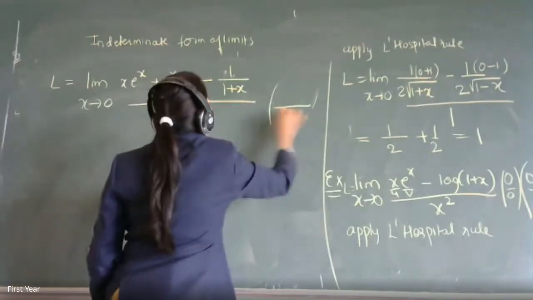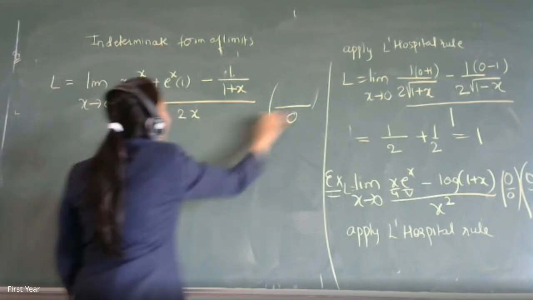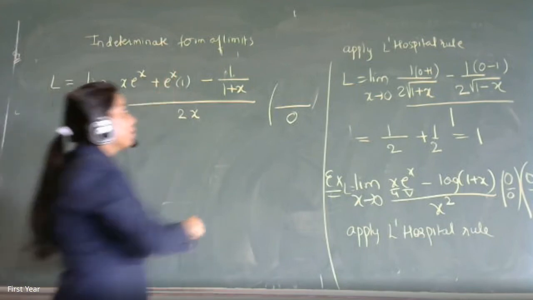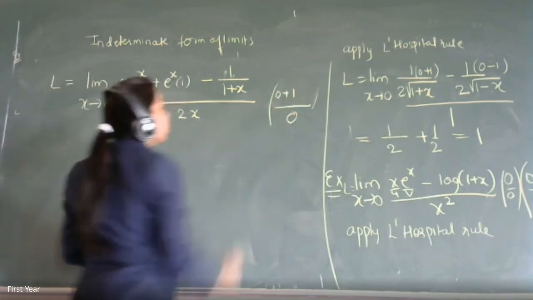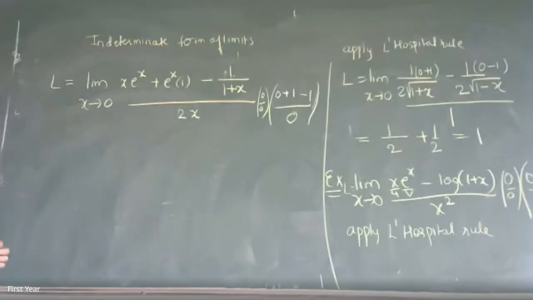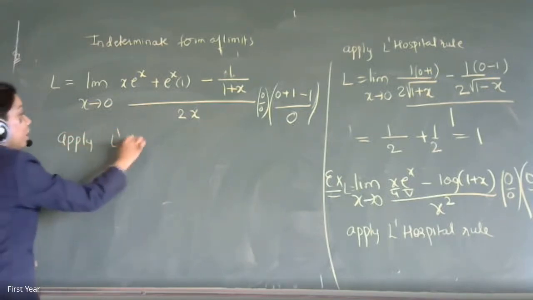व्हाट अबाउट न्यूमरेटर? Is it becoming 0? x 0 है तो ये 0 हो जाएगा. व्हाट अबाउट न्यूमरेटर? 0 into anything is 0, e raised to 0. So it is 0 plus e raised to 0 is 1 minus 1 upon 1 plus 0, that is 1. So again 0 plus 0, 0 upon 0. Clear ना? डबल डेरिवेटिव. Yes, ma'am. हाँ, तो डबल टाइम हम लोगों को अभी एल हॉस्पिटल को अप्लाई करना पड़ेगा, मतलब 2 बार डेरिवेटिव डिफरेंशिएट करना पड़ेगा. Therefore, apply L'Hospital rule again.